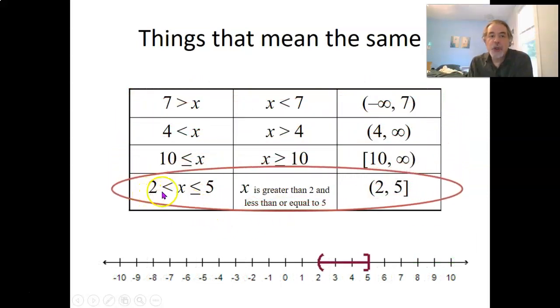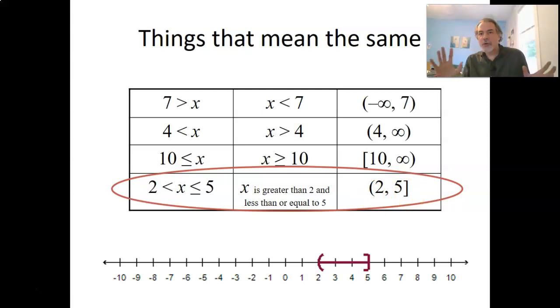And how about this? 2 is less than X is less than or equal to 5. So X is greater than 2, on the big side of 2, and less than or equal to 5. So these are the numbers that X could be. It can't be 2, but it can be anything even a little bit bigger than 2 as long as you're less than or equal to 5. So anything between 2 and 5, not including 2, but including 5. We can show that in interval notation like this, 2, 5, with a round parenthesis by the 2 and a square bracket by the 5.